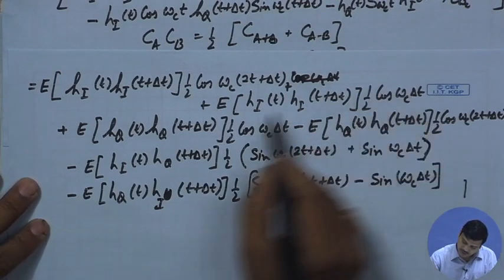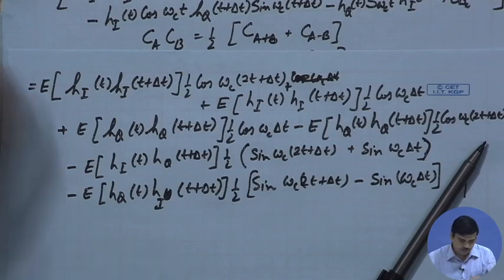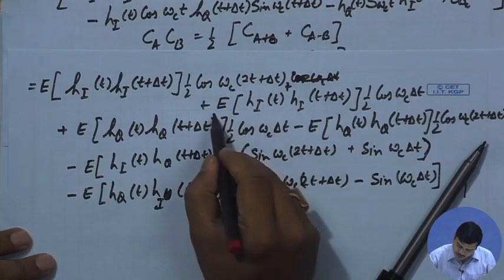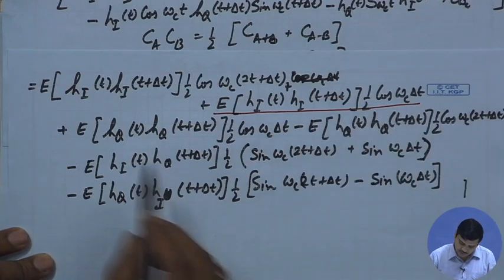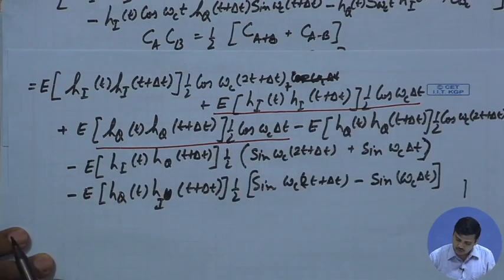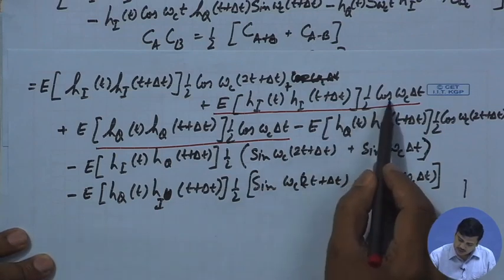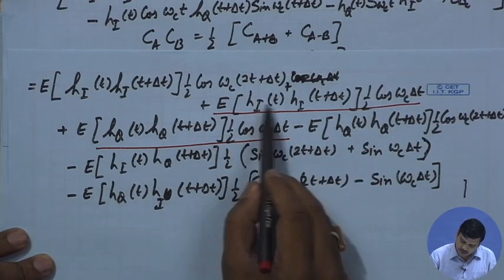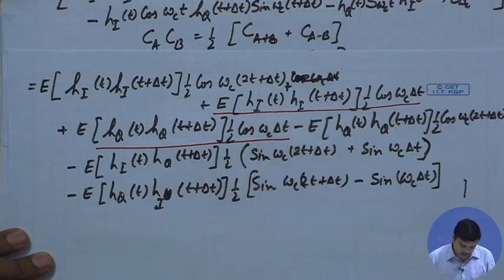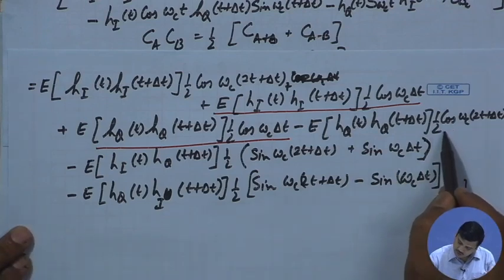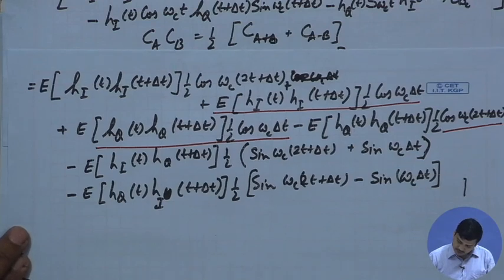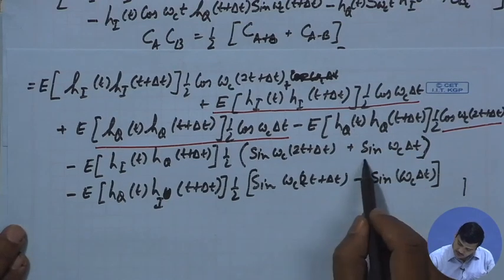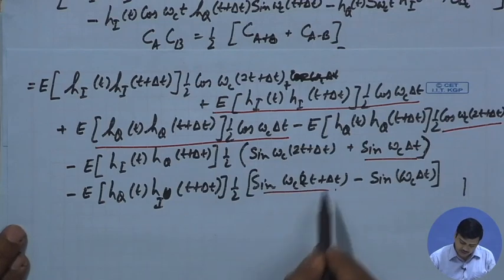That means we could collect this particular term, we could collect h_i cos omega c delta t, and we would collect h_q cos omega c delta t, because there is cos omega c delta t and there is h_i t plus delta t, and we could also collect the terms which are associated with cos (2t plus delta t). We would also collect the terms which are associated with sine delta t separately and this separately.